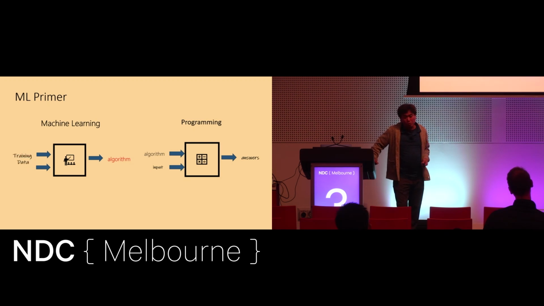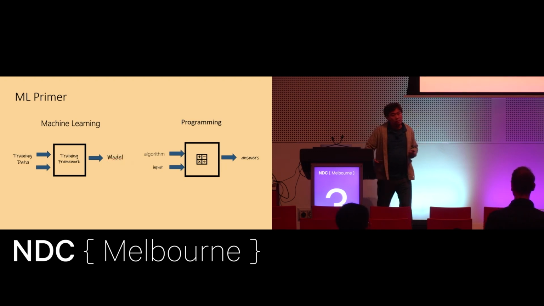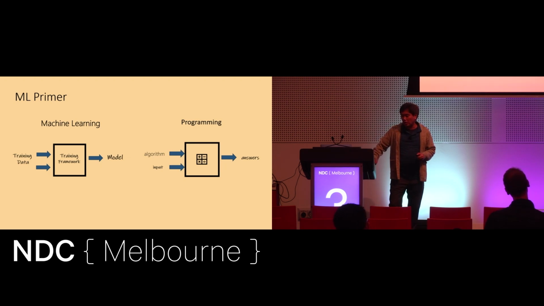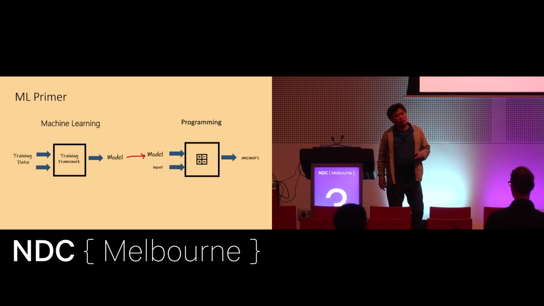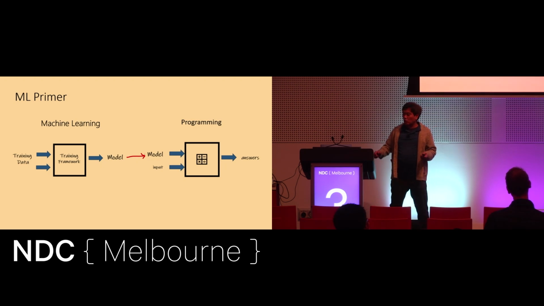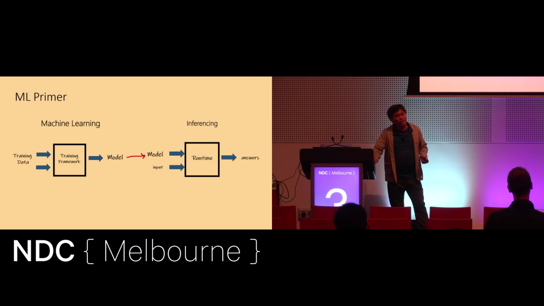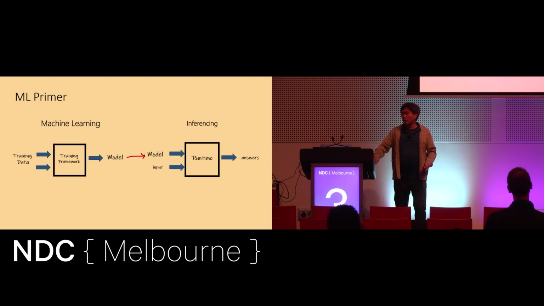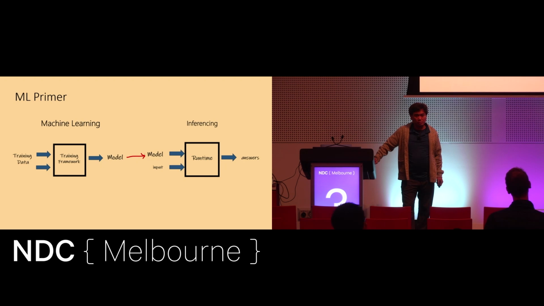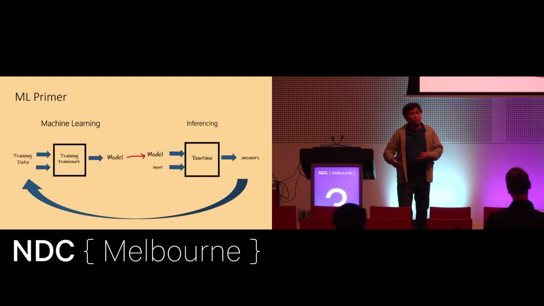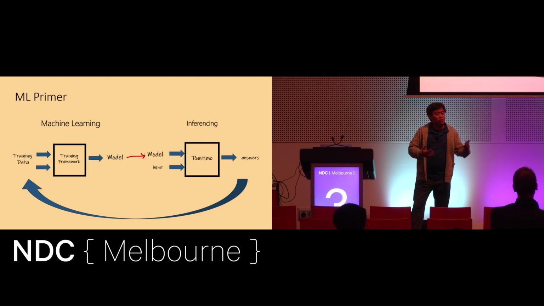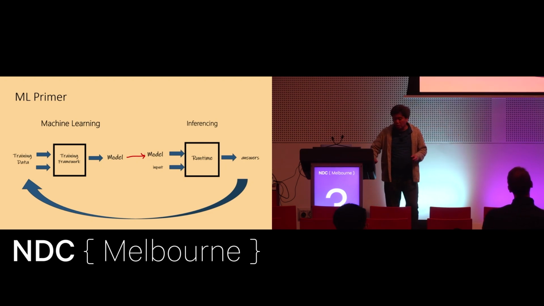In the machine learning world, that's what we call training data. You need a training framework in order to generate a model, and that's what you would substitute for that algorithm. In order to use that model, in machine learning we call that inferencing, and you need an inferencing runtime in order to complete the cycle. And of course, now that you have all the answers, there's a feedback loop to improve the model.